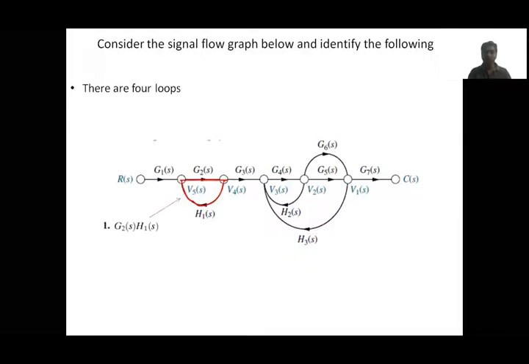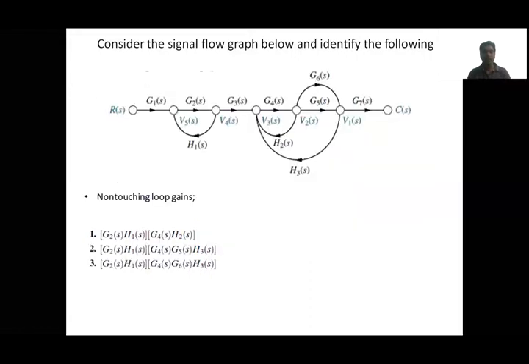So this is the first loop we identified. That loop gain is G2 into H1, and the second loop is this one. The loop gain is G4 into H2. The third loop is this one, and the loop gain is G4, G5 and H3, and this is the final loop. The loop gain is G4, G6, H3. These are the four loops that exist in the given example.